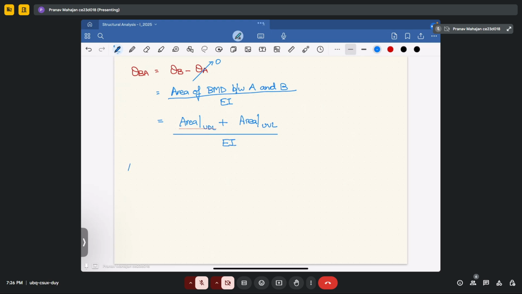Now we can find out the area of both of them separately for both UDL and UVL. That means area of UDL plus area of uniformly varying load, divided by EI. So if I try to find the area of UDL, how will it look like? It will be 1 by 3 into 125 upon 3 EI, that is the height. And how much is the length? Length is 5. It will come out as this.